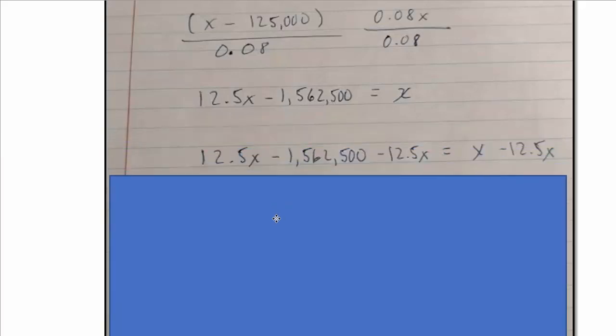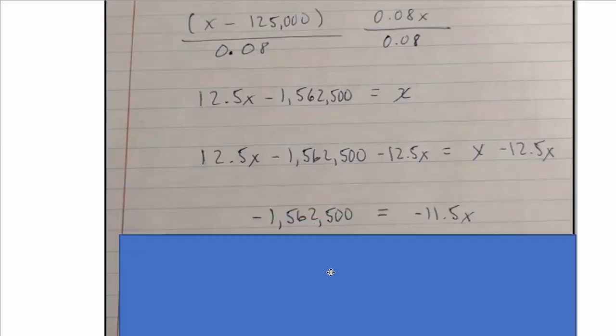All right. So next, what would I do? Well, now I would subtract 12.5x from both sides. So now we're left with negative 1,562,500 on the left side and negative 11.5x on the right side. Why? Because 1x minus 12.5x is negative 11.5x.